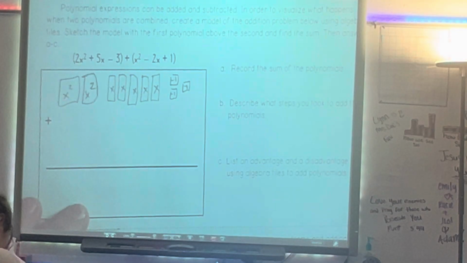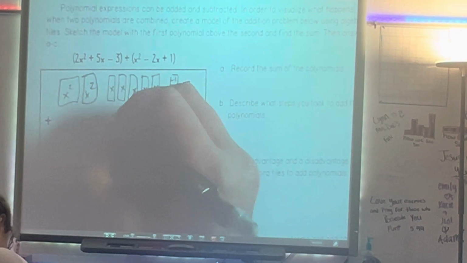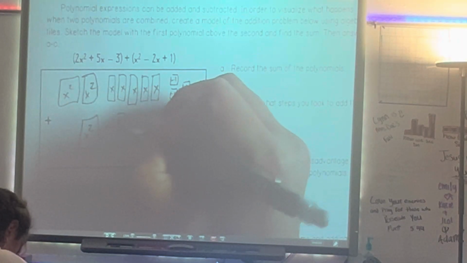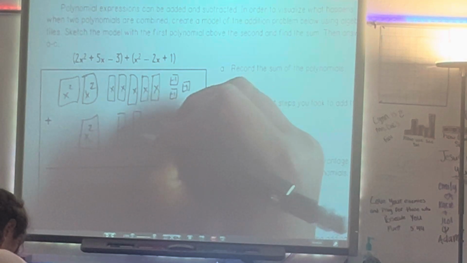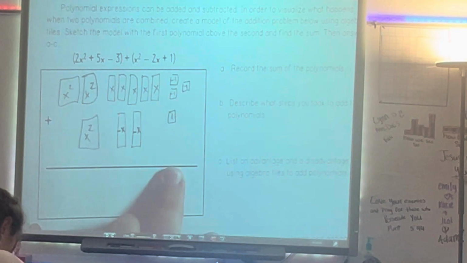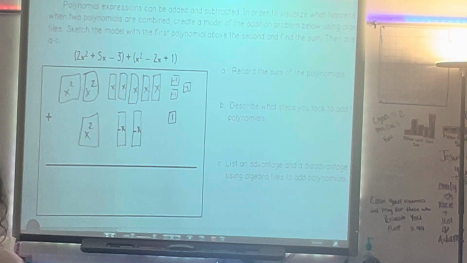Then for this one, I've got a single x squared block. I've got 2 negative x's. And then I've got a positive 1 little square. Everybody okay there?